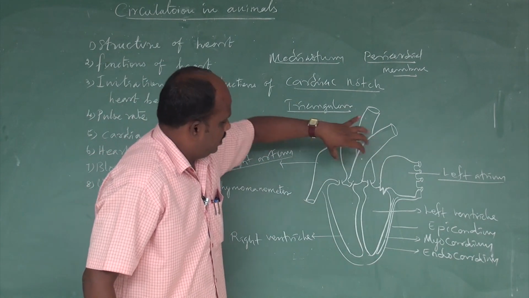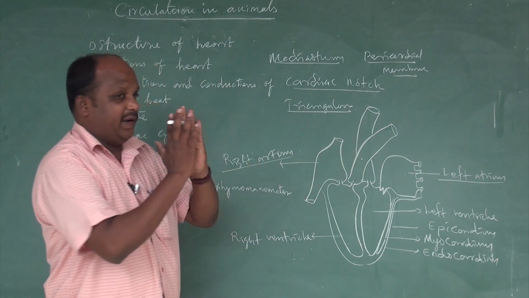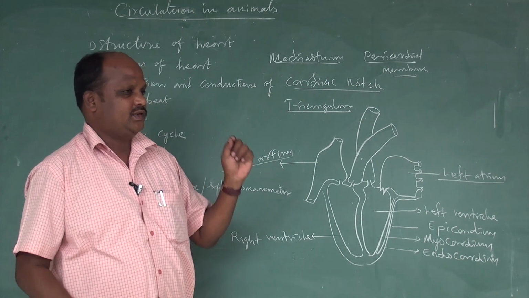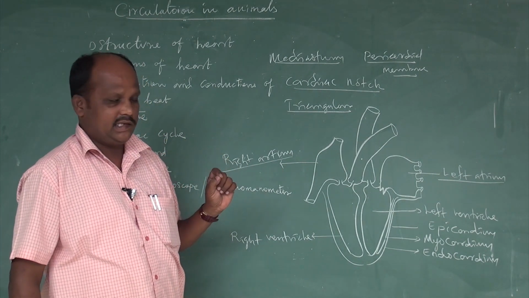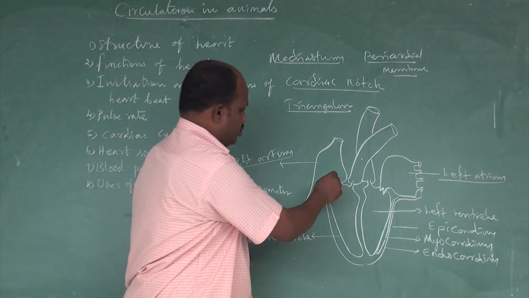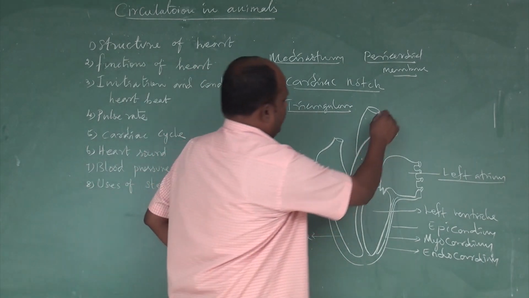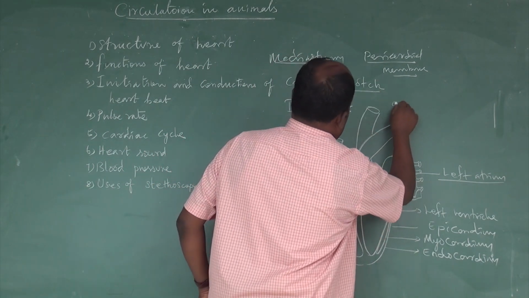The upper two chambers, the two auricles, are separated by an auricular septum. Special types of muscles, cardiac muscles, are there. It divides the upper two chambers, and is named the auricular septum or atrial septum.